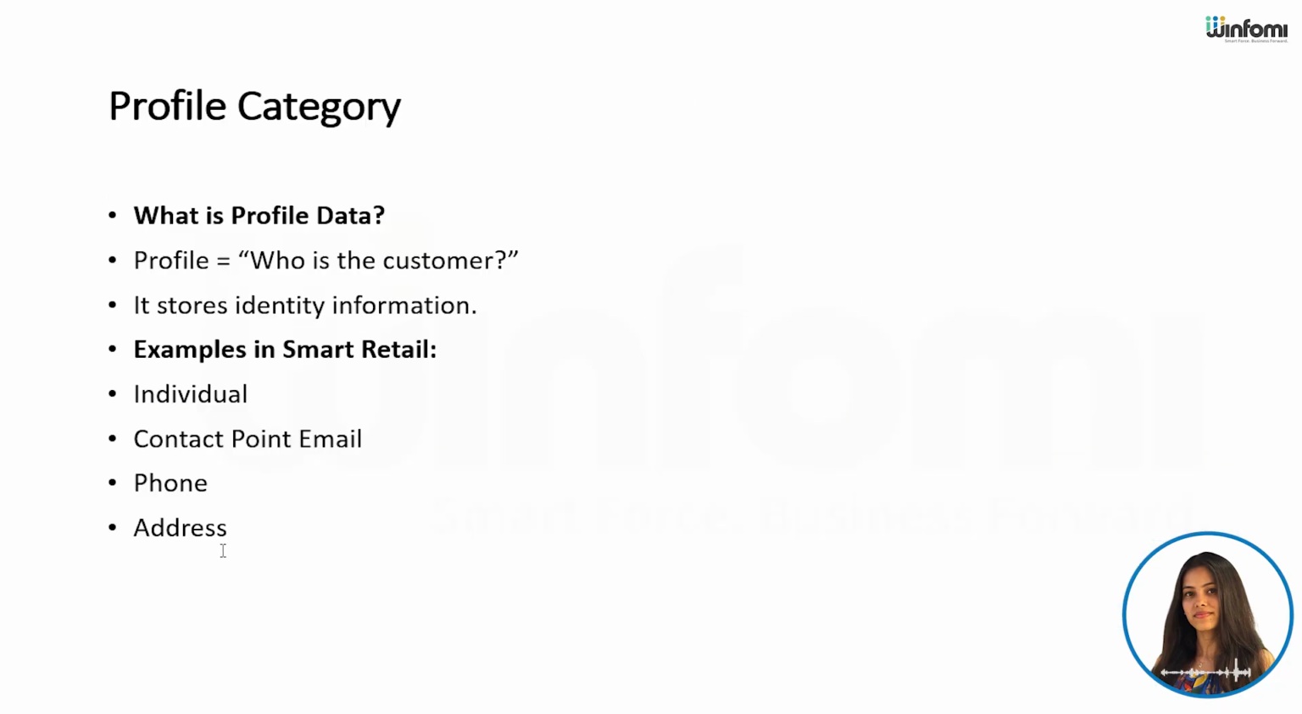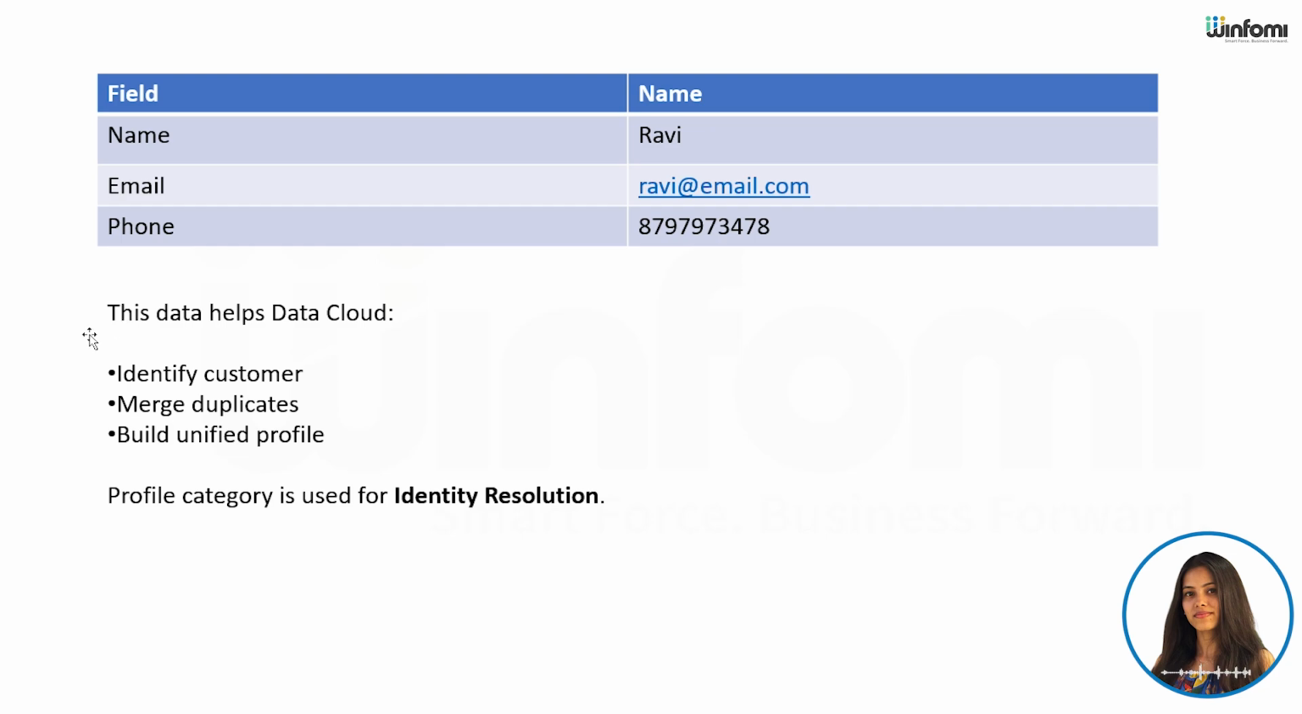Profile category is where you basically select the profile category. It stores identity information like account, contact point, email, address, or anything about who the customer is. The data related to that is stored in the profile category. It also helps you identify customers, merge duplicates, and build a unified profile. So profile category is basically for identity resolution.